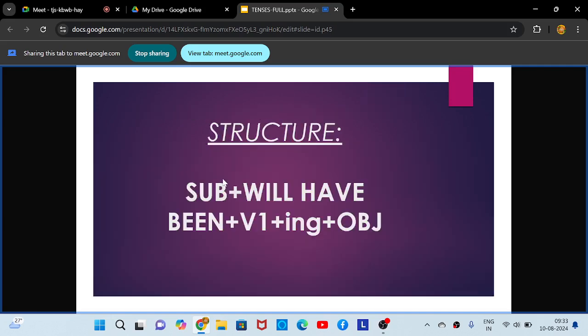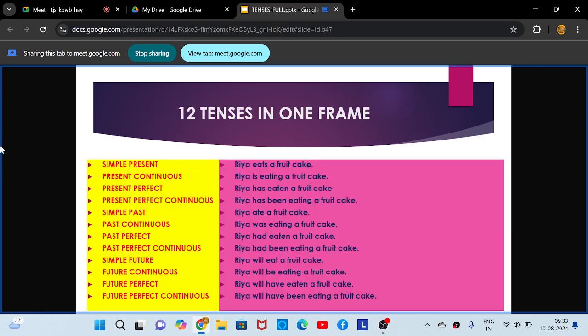Now we shall just have a revision of all the 12 tenses in one frame. All the 12 tenses under one frame. I have given an example here. Okay, Ria eats a fruit cake. This is the example. That is in simple present tense. So now you can check how I have changed the same sentence into different tenses according to the change in tense. So in simple present tense you are having Ria eats a fruit cake.